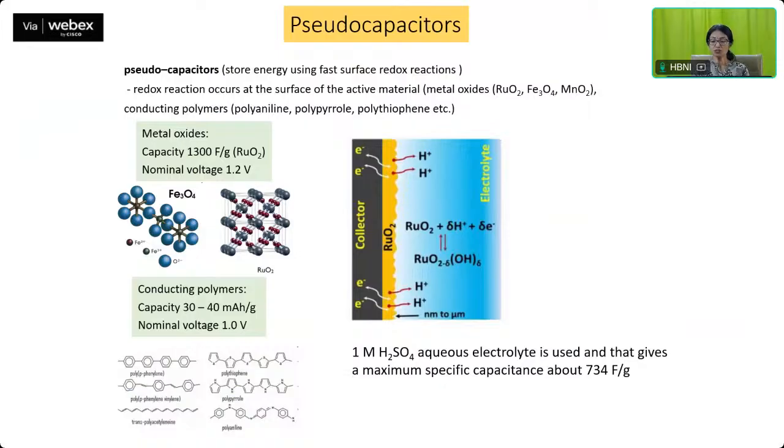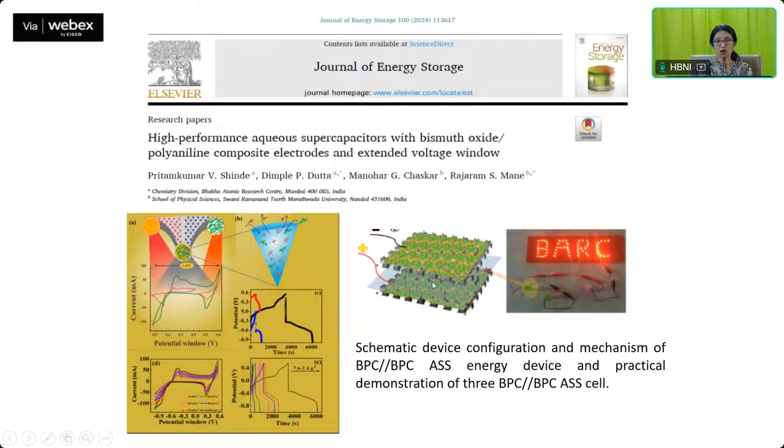So a 1 molar H2SO4 aqueous electrolyte is used, and that gives a specific capacitance of around 734 farads per gram. This is how it's going to look. You have an electrolyte, which is 1 molar H2SO4. You have ruthenium oxide as the main material over here, and then the reaction which is happening, and this is the maximum capacitance you are going to get. We also work a lot on these kinds of materials, and as you can see over here, I have shown you one particular example where you have bismuth oxide being used as a supercapacitor, deposited on polyaniline composite electrodes.